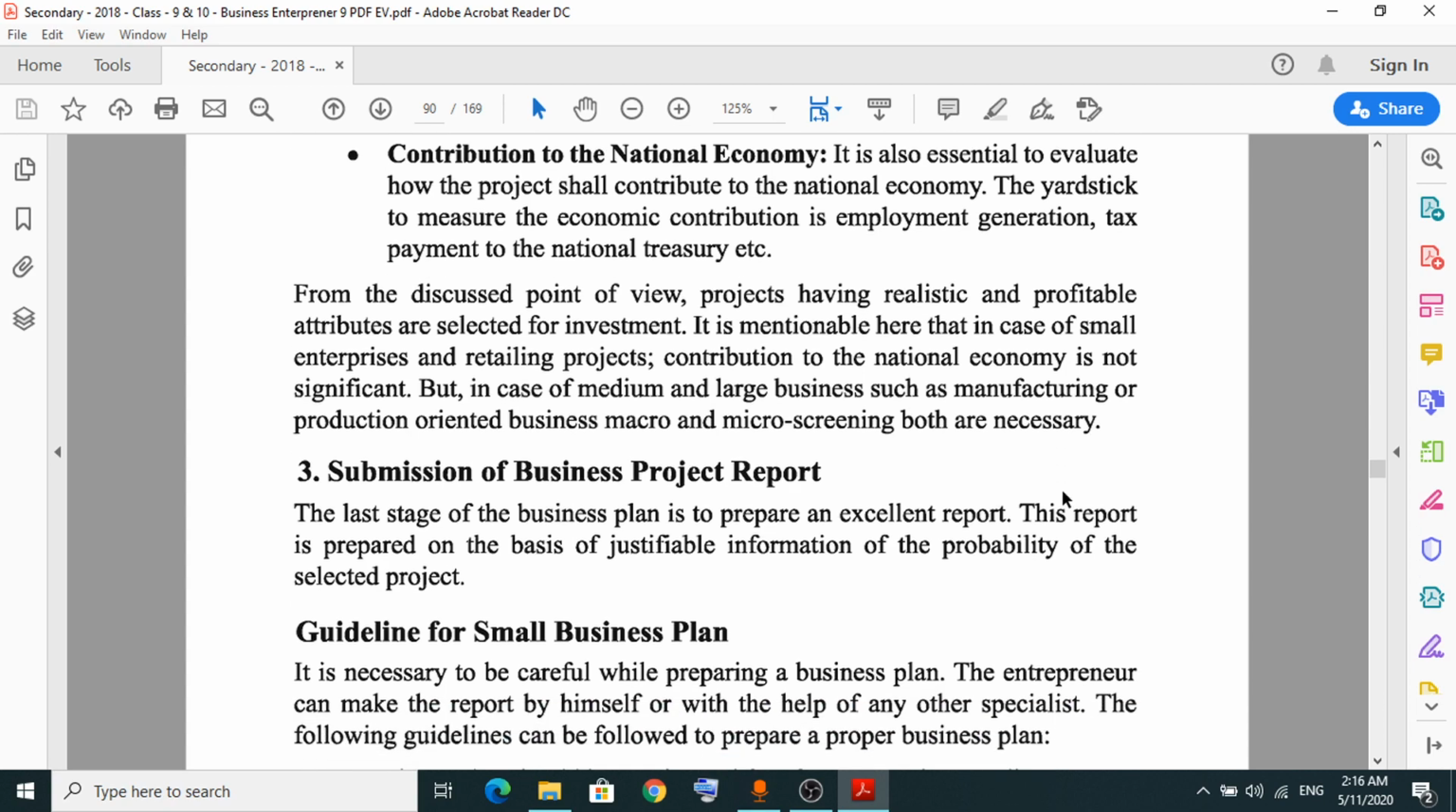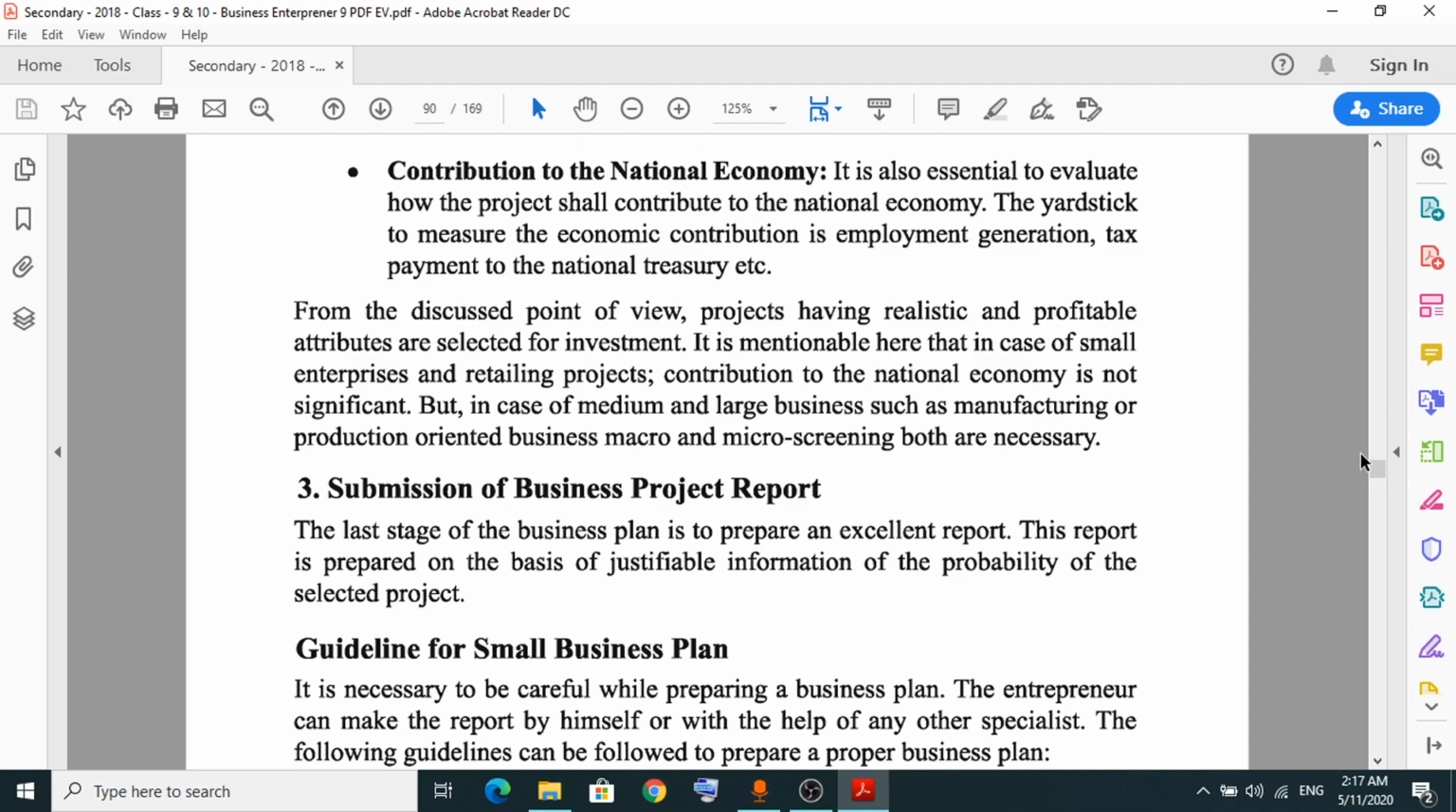So in these two ways you can select the right project, depending on micro screening. And last of all, the third step, you have to prepare a business report or project report. That means in previous topics, you saw these are the things for selecting the right project. And after this analysis, or after getting this information, you have to make an excellent report on the business plan. And this is the last step of the process of business plan.